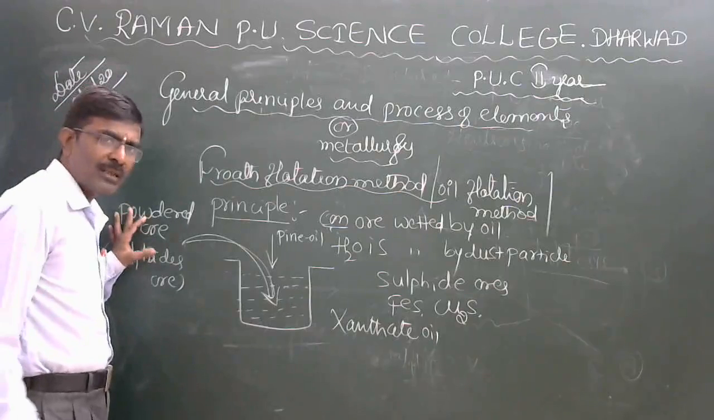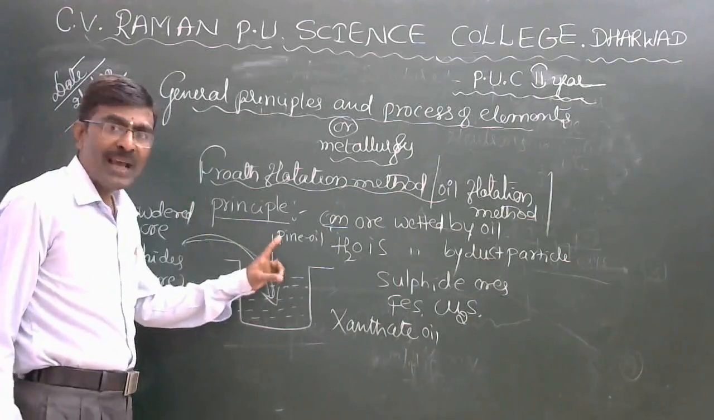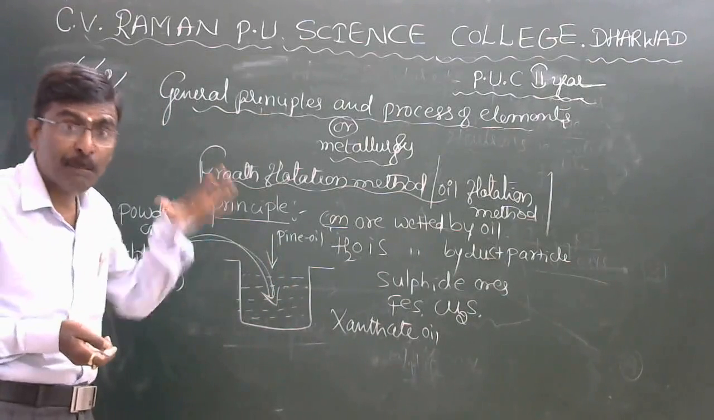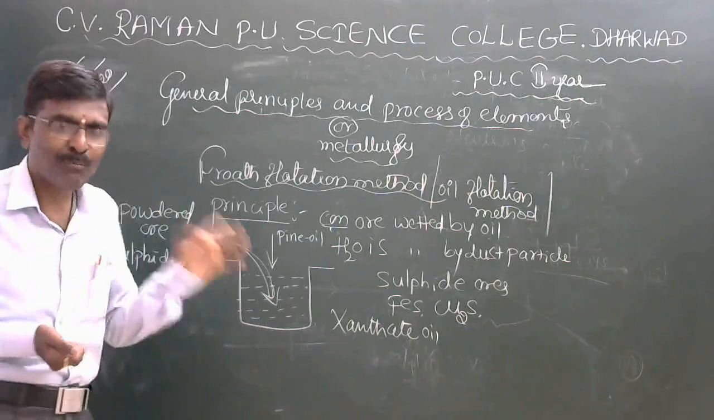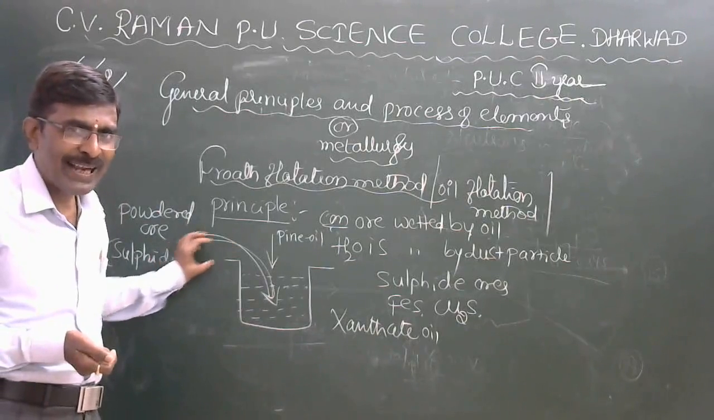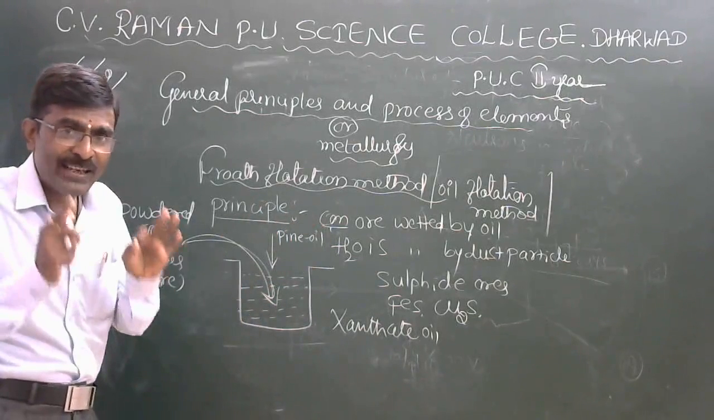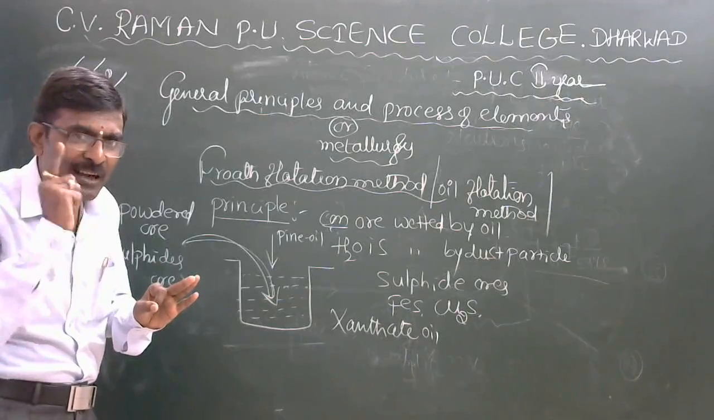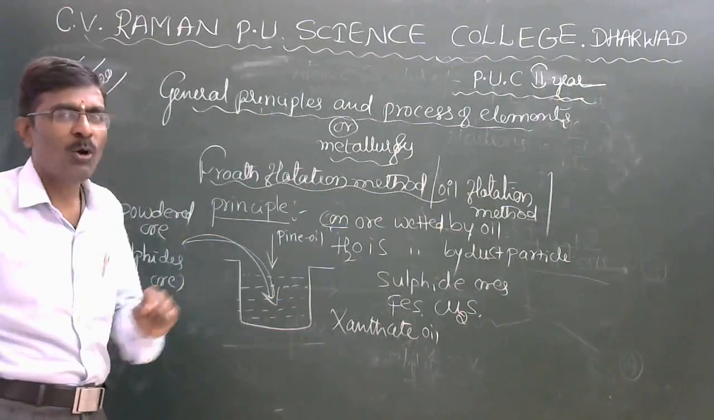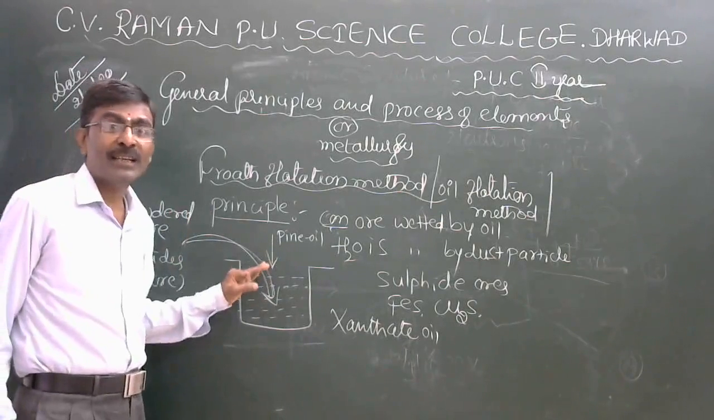So whenever powdered sulfide ore is dropped into the tank, simultaneously we add pine oil or eucalyptus oil. Here the depression is very important. The sulfide ore is added into the tank, and pine oil is also added. The oil preferentially wets the concentrated ore, and the dust particles are wetted by water.